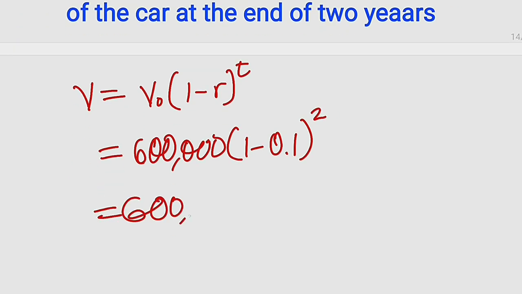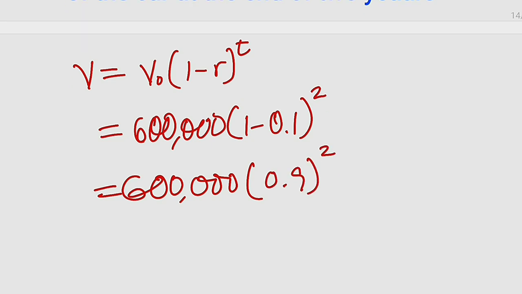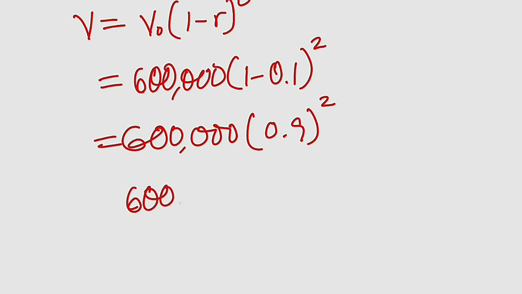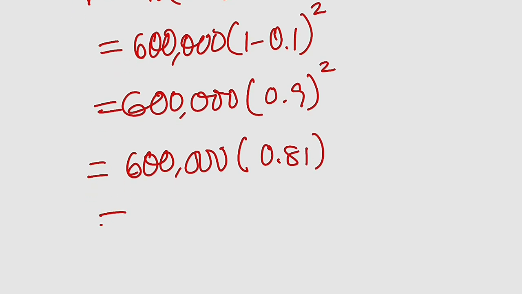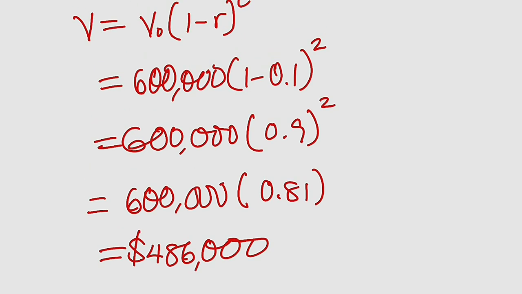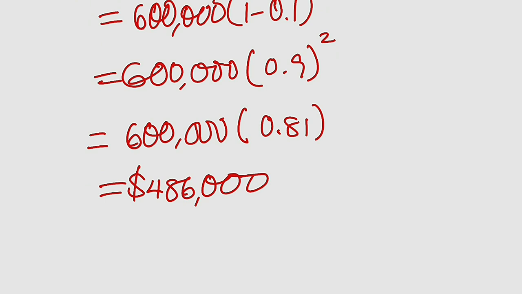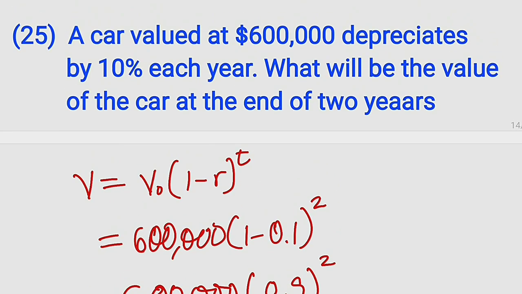This is 600,000. This is 0.9 to the power of 2. 600,000 multiplied by the whole of this is 0.81. And lastly, we are going to multiply these two values together, and that is $486,000 after 2 years. So from 600,000 to 486,000, you see there's a depreciation in the value.